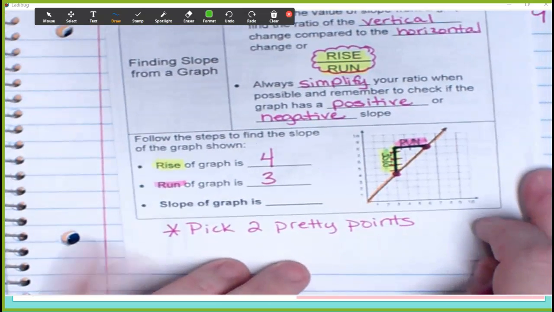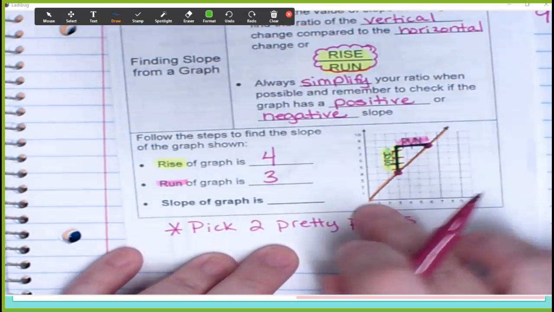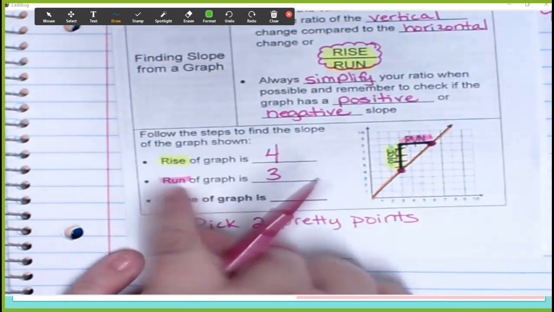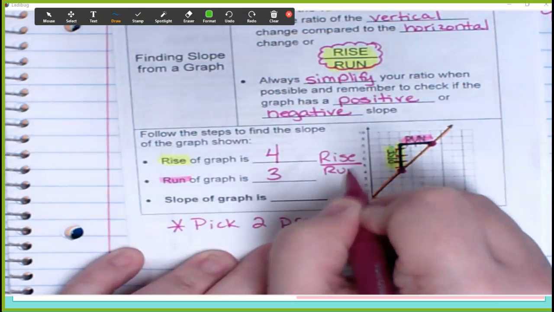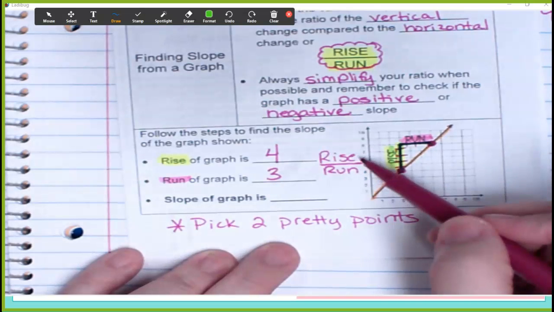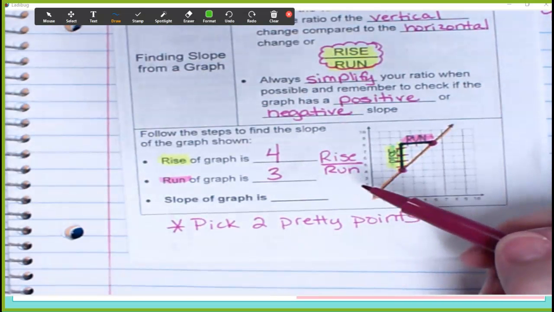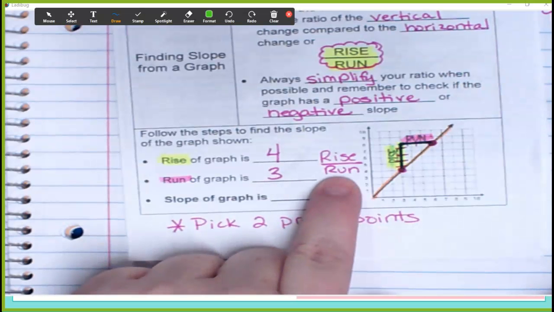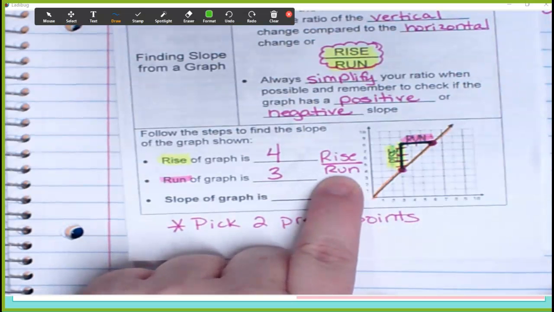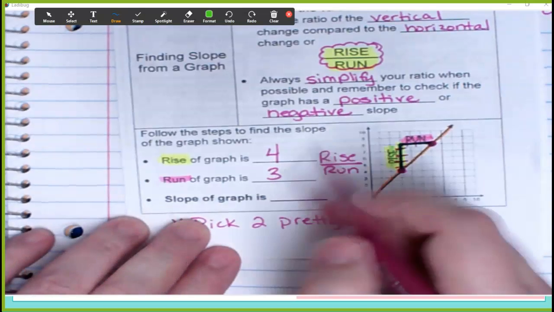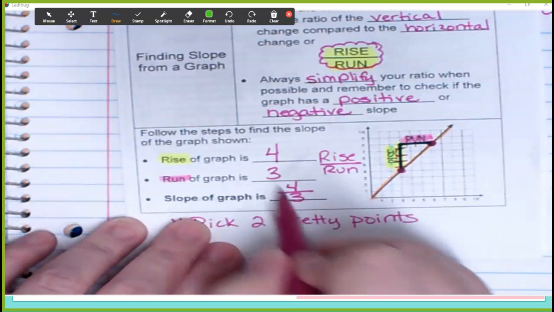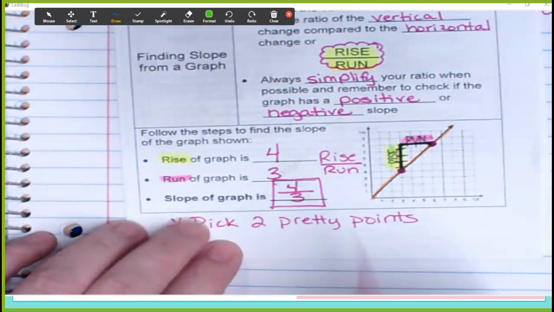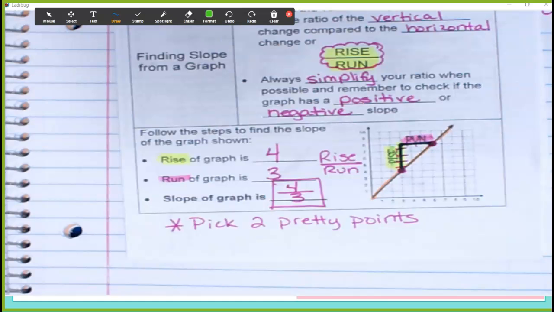Now I'm going to go ahead and tell you this is a positive slope, because I'll show you how we do that on the inside. But it is a positive slope. So to make this, remember we said rise over run, right? I'm literally counting how far did we rise up, that change in y value. How far did we run, the change in the x value. So my slope, I literally write it rise over run. My slope is a positive 4/3.